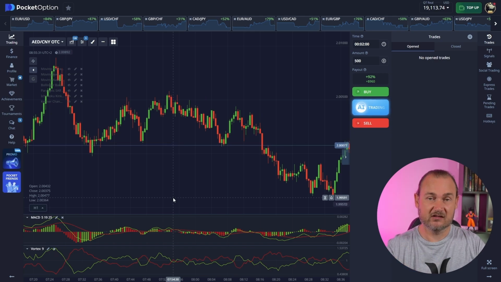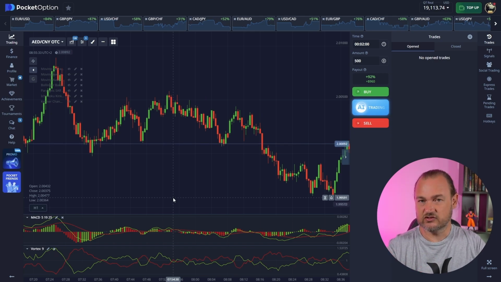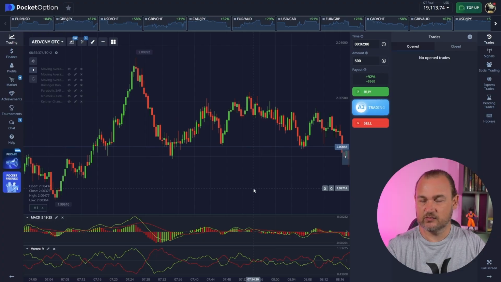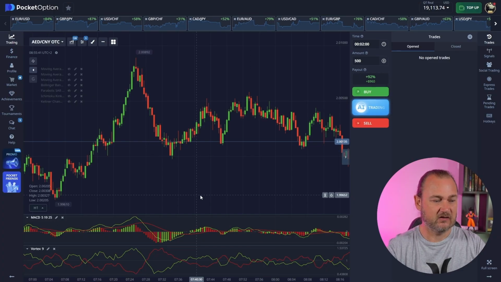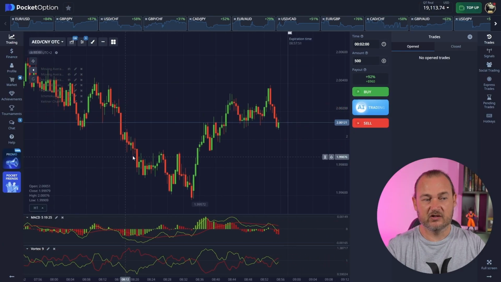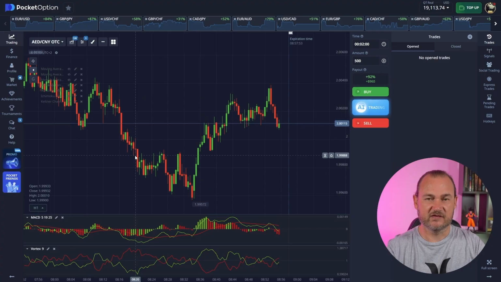Usually when it's alternating like that, it's an indication that price has gone into range, and we do not want to trade in a range with this strategy. We want to have a nice flow of the charts. Here's a decent example of a 2-minute buy we could have taken, and there's a 2-minute sell we could have taken. Okay, now that we know what our strategy consists of, we can start looking for some entries.